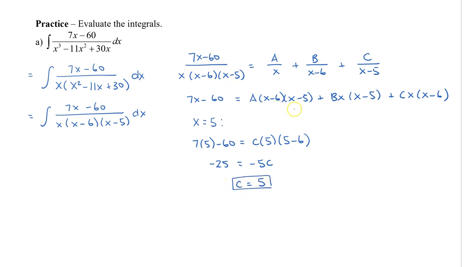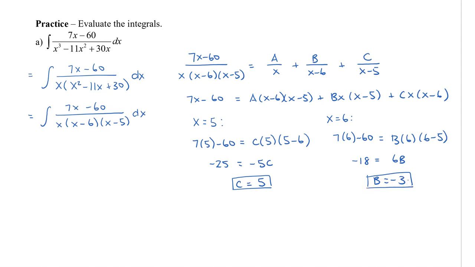Okay, we can do the same thing where x is equal to 6. Then we can see that the a term will drop out and also the part with c. So now we have 7 times 6 minus 60 equals b times 6 minus 5. So here we have 42 minus 60, so that's negative 18 equals 6b. So b is equal to negative 3.